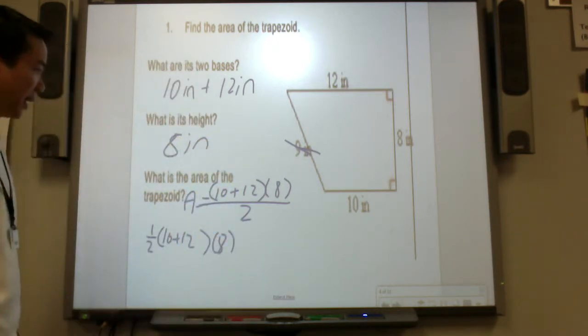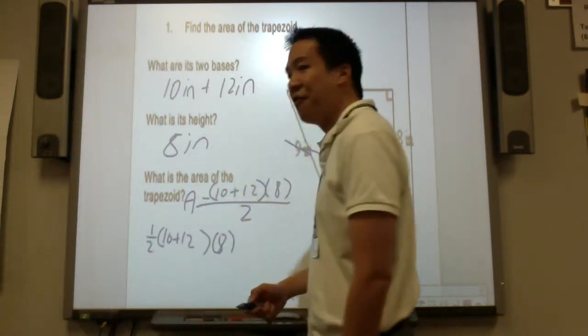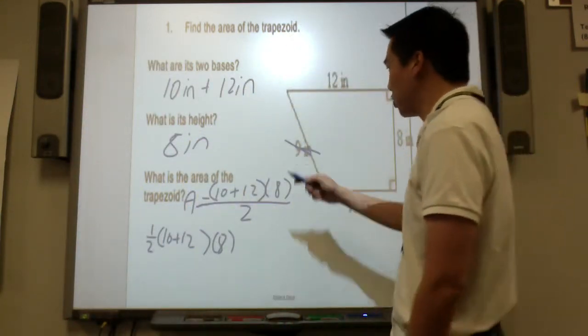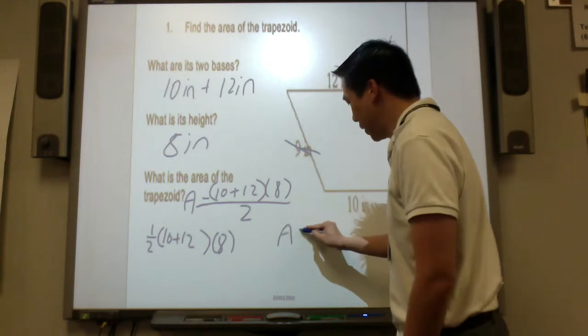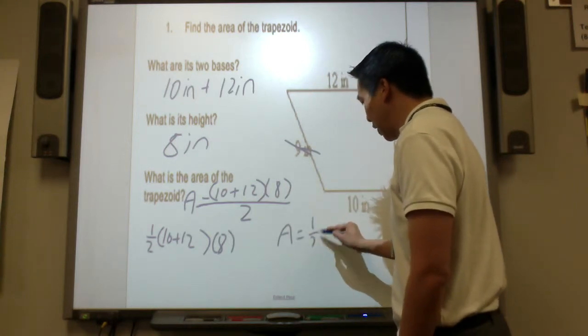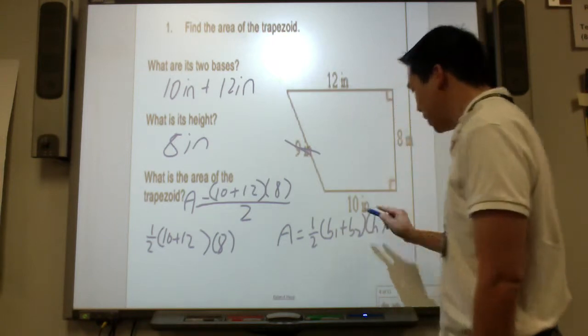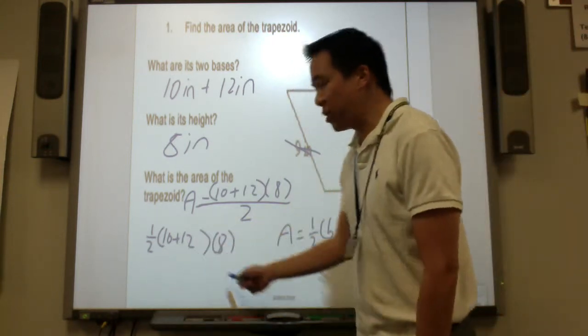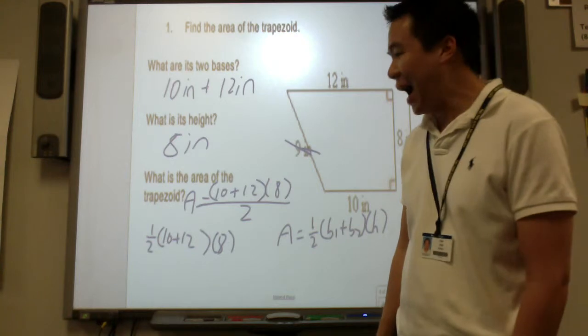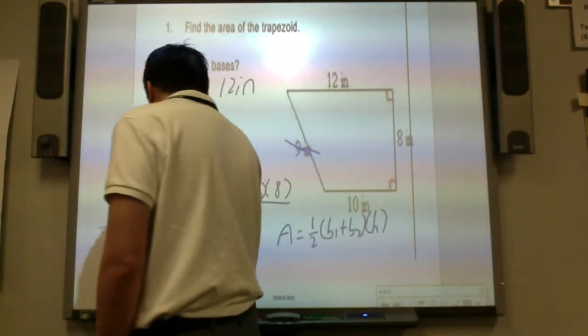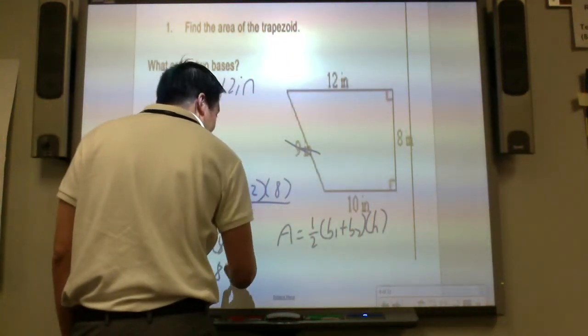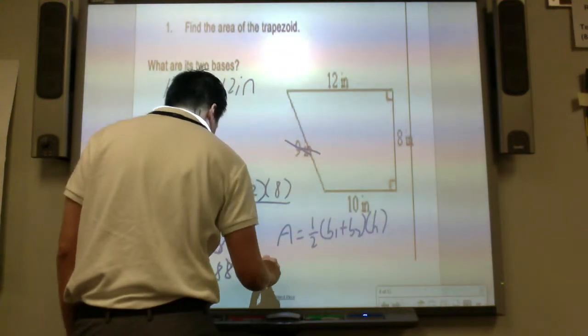So again, you're just plugging in numbers. You're substituting the variables or letters with the numbers. So what's the formula again? It's half of B1 plus B2 times height. So let's look at this one. What's 10 plus 12? 22. Half of 22 is 11, times 8 is 88 square inches.